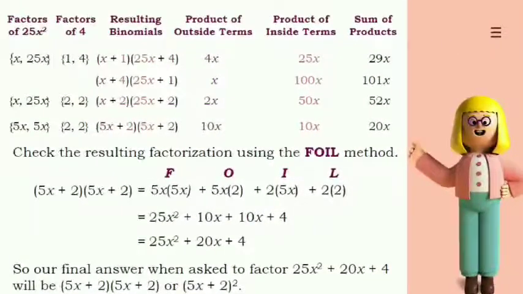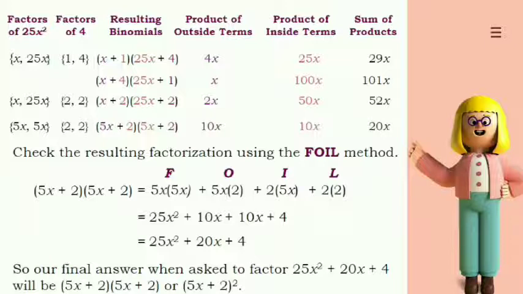Let's try it now. The factors of 25x squared are x and 25x, and 5x and 5x. The factors of 4 are 1 and 4, 2 and 2. The resulting binomials will be the following. The product of outside terms will be this, and the sum of products will be the following.